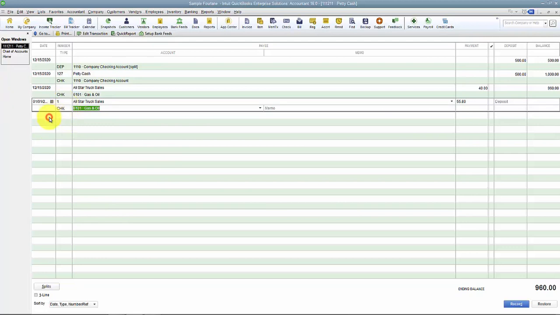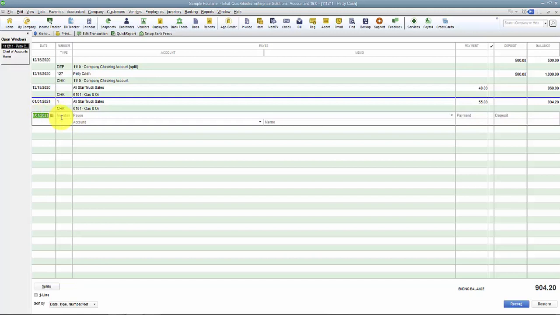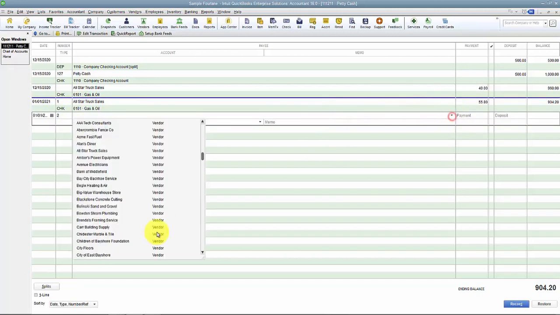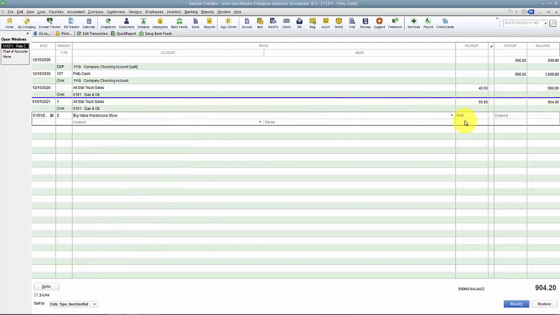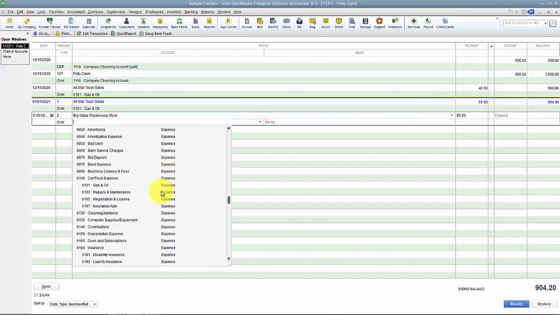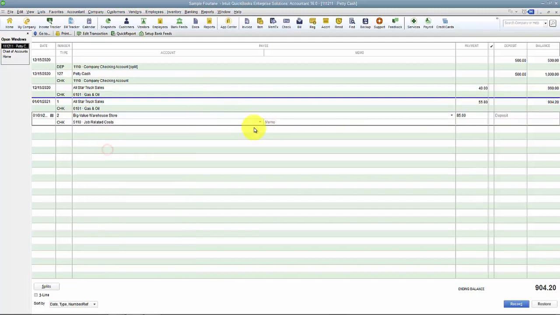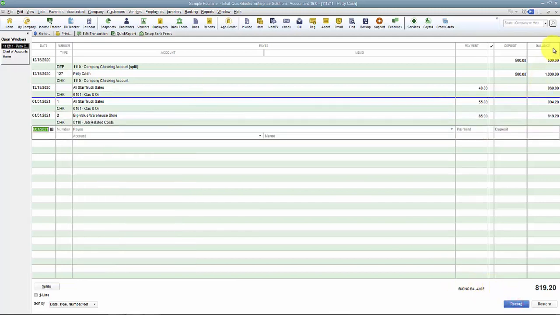And then we come in a little bit later, and I hit return. Come in a little bit later, and we have another expense to Big Value Warehouse for $85. Usually it's not a flat amount, right? For some job-related costs, record. Okay, so I can keep track of, as this is happening, my account's going down here.